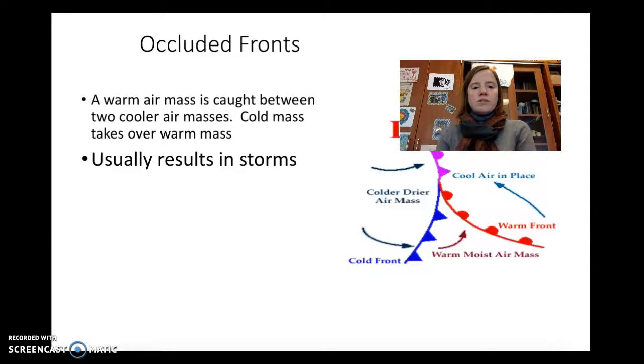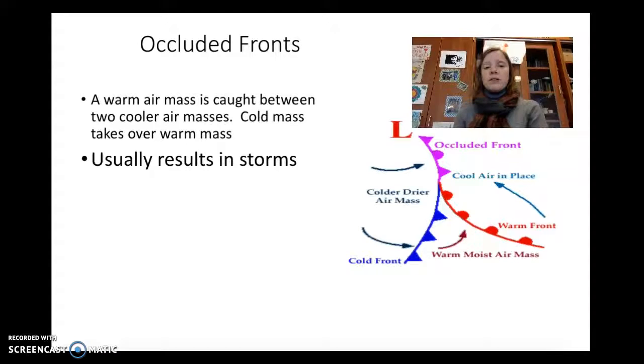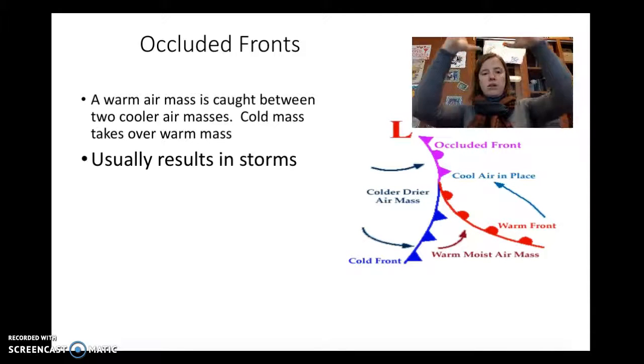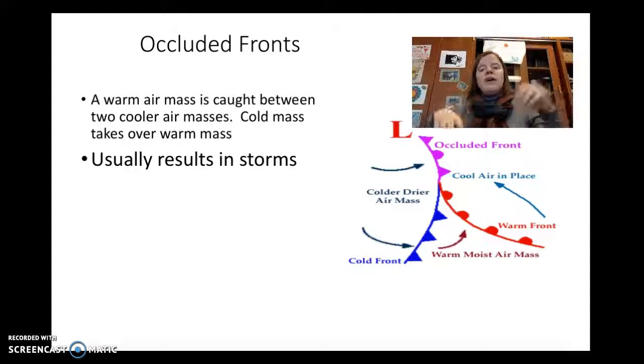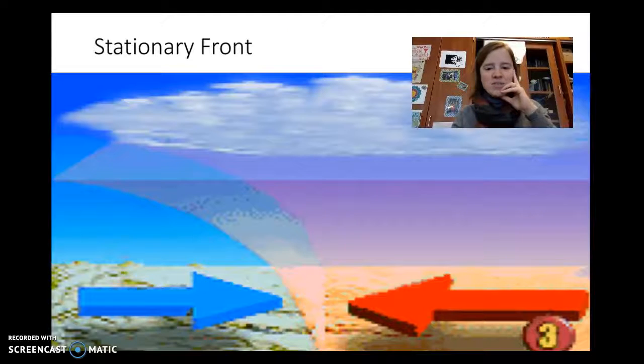So occluded fronts, they usually result in storms because the warm air is kind of caught between those two masses of cold air. So although one mass is usually colder than the other, it's still kind of trapping that warm air in between, above, but in between. And then you've got storms. And I wrote this really big for some reason, but it does usually result in storms.